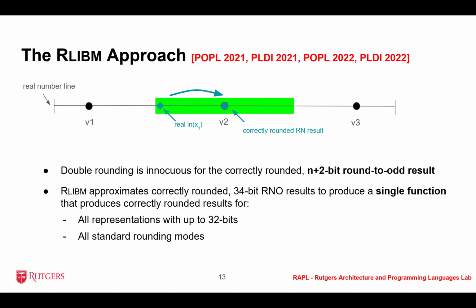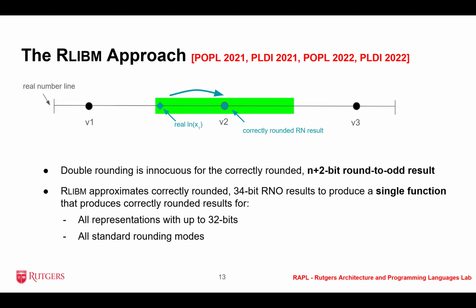By directly approximating the correctly rounded 34-bit RNO results, the RLIBM project has become the first library that provides, for each function that it supports, a single implementation that can produce correctly rounded results for all representations with up to 32 bits and for all standard rounding modes. And for those of you who are interested in the details behind exactly how this technique works, I'd highly recommend reading the POPL 2022 paper.